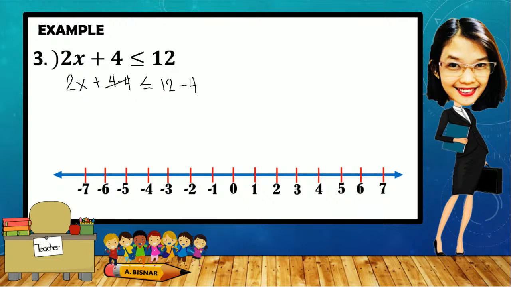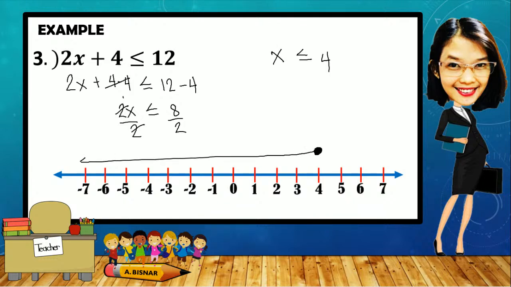So, this will be 0. 2x na lang, and then less than or equal to 8. Then, we have to divide both sides by 2. Sorry. So, 2 divided by 2, the answer is 1, and 1 times x is x na lang. So, less than or equal to 8 divided by 2, the answer is 4. So, we have here 4, and then we will use circle with shade. Then, papunta siya sa left.